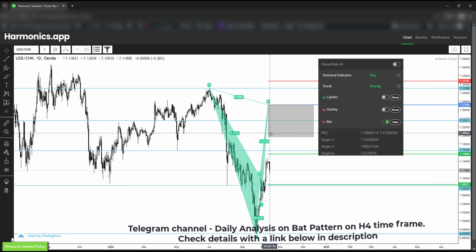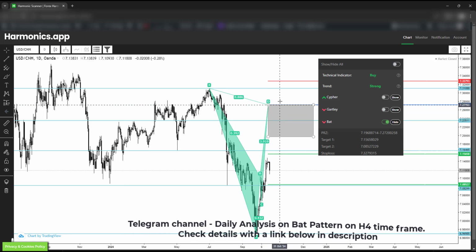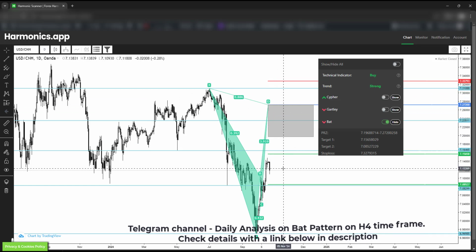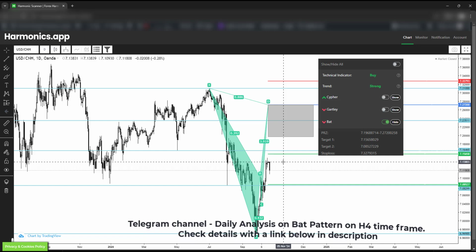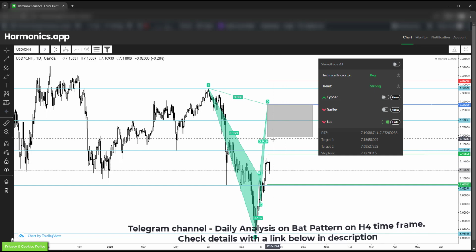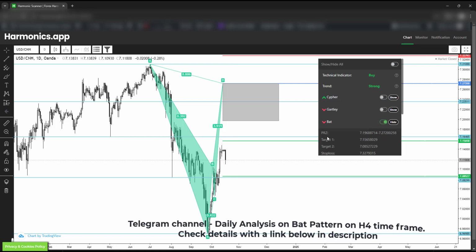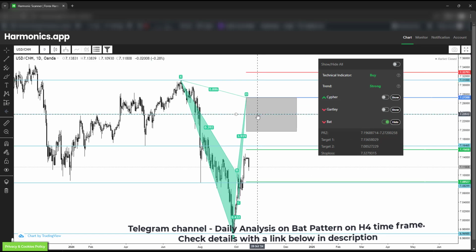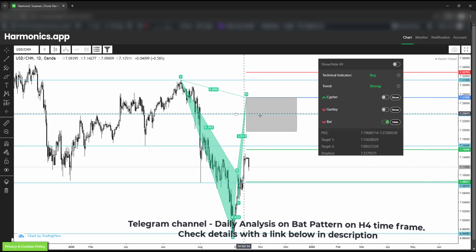If this entry level is somewhere in here and the stop loss is above, then your analysis is in line with the levels that have been detected by this Harmonic Step Scanner, so you increase your chances of being a successful trader.